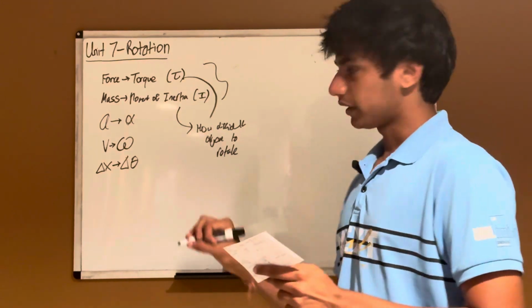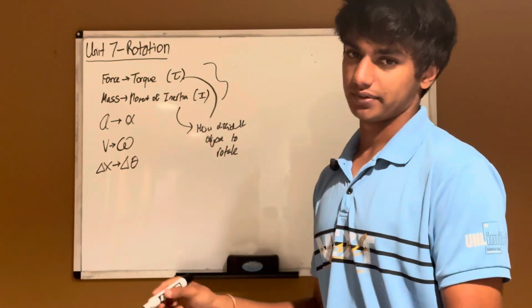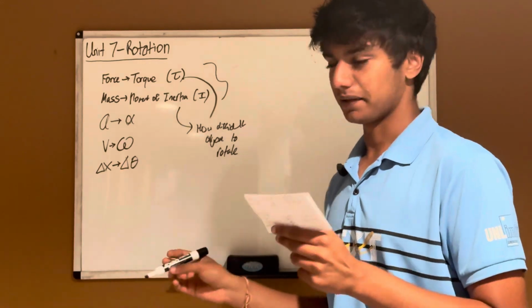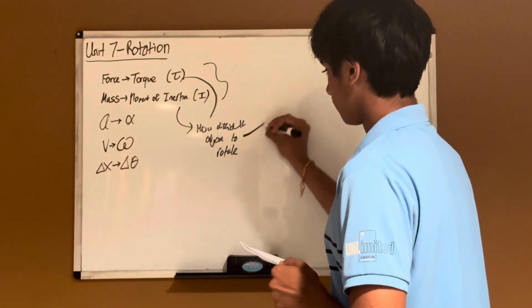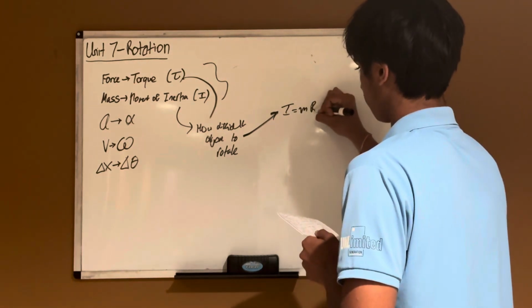On the AP exam, they're going to give you all the I's. If they ask you a question and you need the I, they'll say I equals such and such. But sometimes a helpful one to remember is I equals mr squared. This is for a point mass.